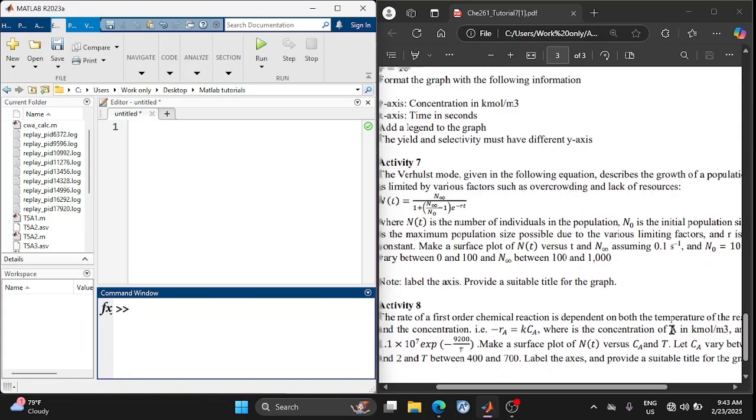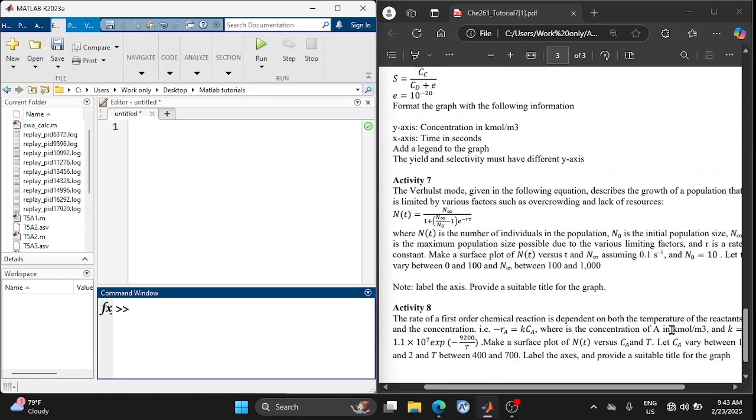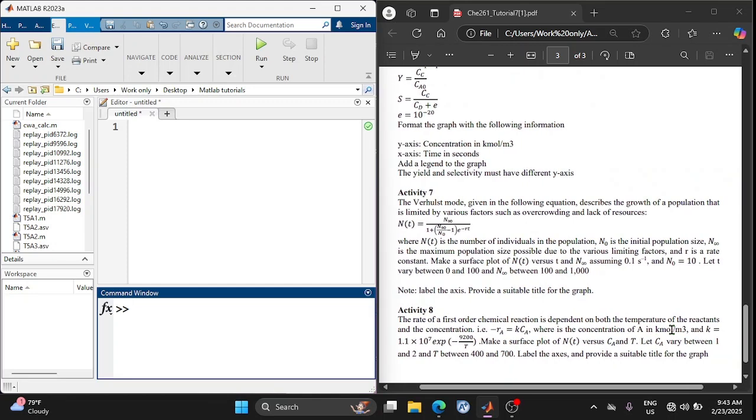Okay, we want to take activity 7. And it says that we have a model that's given by the equation, and it describes the growth of a population that's limited by various factors such as overcrowding and lack of resources. So we have the expression there. It tells us that N(t) is the number of individuals in the population, N naught is the initial population size, N infinity is the maximum population size possible due to various limiting factors, and r is the rate constant.